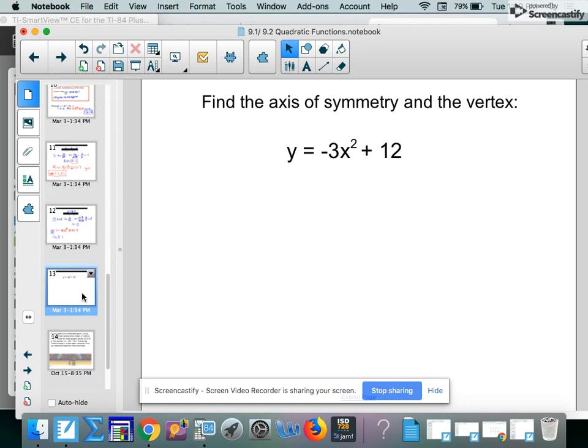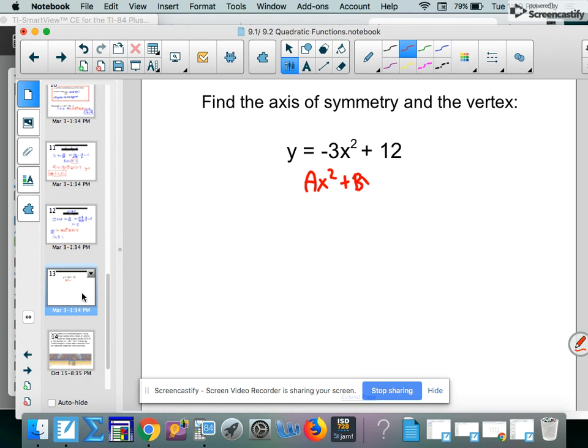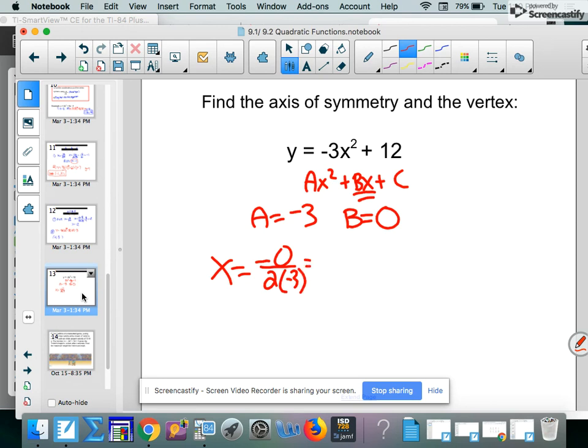This one, you might notice, hey, that looks weird. If I were in class, I'd ask you, what is missing? And you would tell me x, because normally it's ax squared plus bx plus c. We don't have anything there. So what is missing? B, so b is 0. A is -3 still. So x equals -b, well, that's just -0, divided by 2 times a. And I get -0 over -6. Well, 0 divided by 6 is just 0. So x equals 0 is your axis of symmetry.